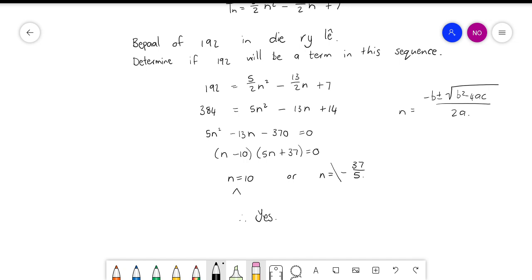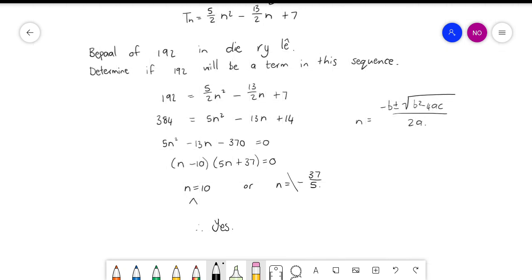How did I get to what? 384. I multiplied everything by 2. No, you don't have to, but I don't like working with fractions. Okay, so then yours would have been 7. Okay, so then it is 5 over 2 n squared minus 13 over 2 n minus 185. But you still get to the same two answers. Well, you should still get to the same two answers.